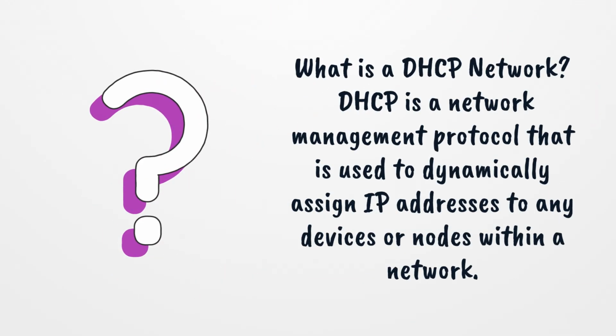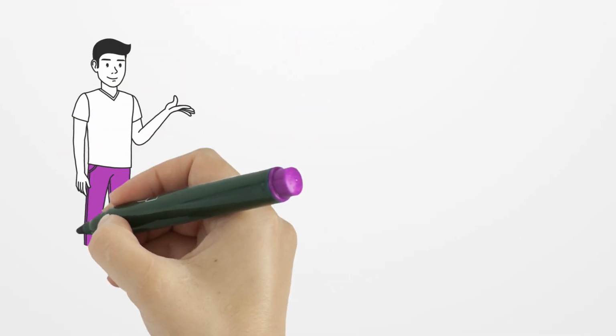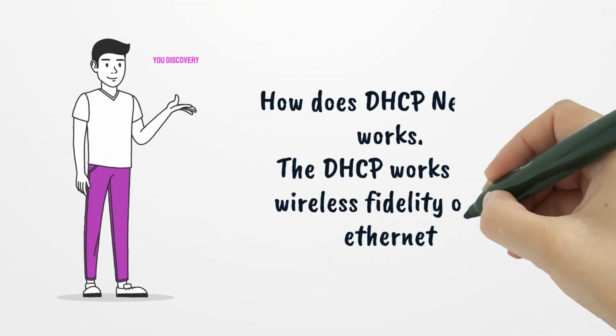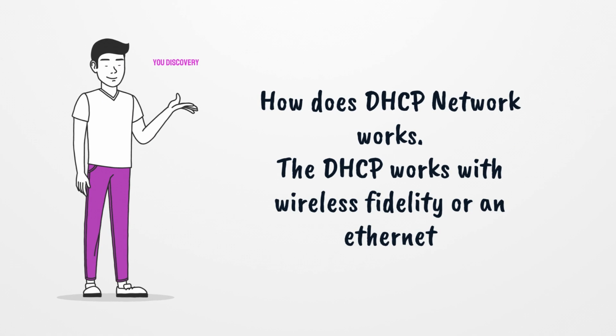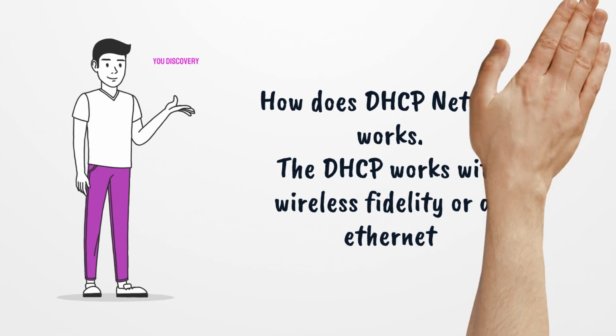What is a DHCP network? DHCP is a network management protocol that is used to dynamically assign IP addresses to any devices or nodes within a network. How does a DHCP network work? DHCP works with wireless fidelity or an Ethernet.